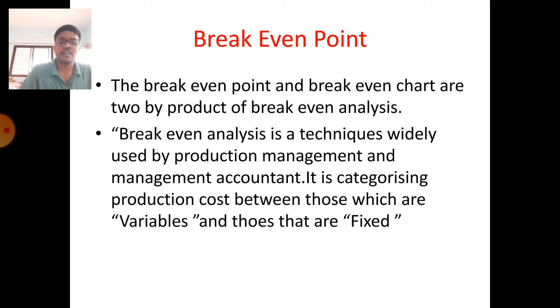This is the point where income is exactly equal to expenditure, and it is called the break-even point. Sales proceeds and profit are analyzed. It is based on categorizing production cost into variable cost and fixed cost. Thus we calculate the break-even point.